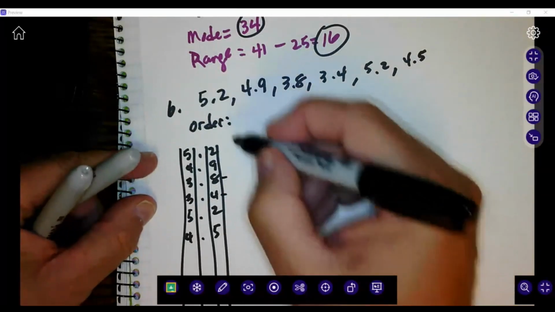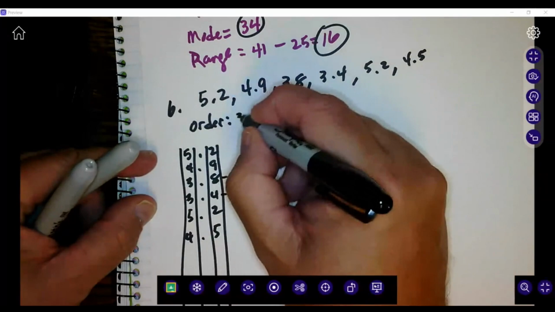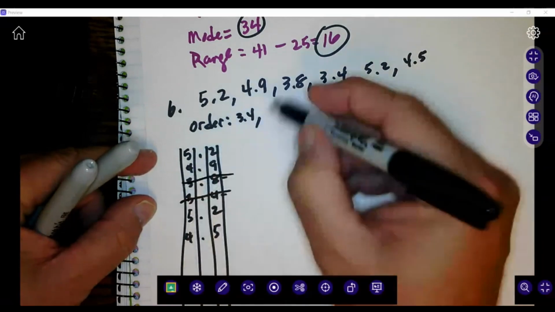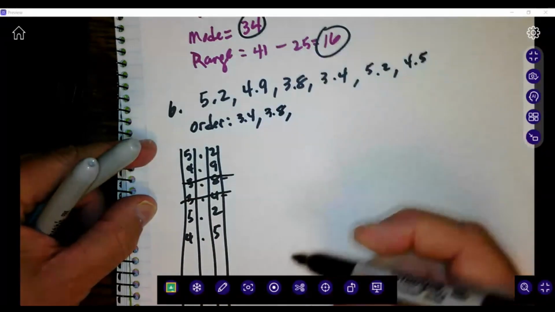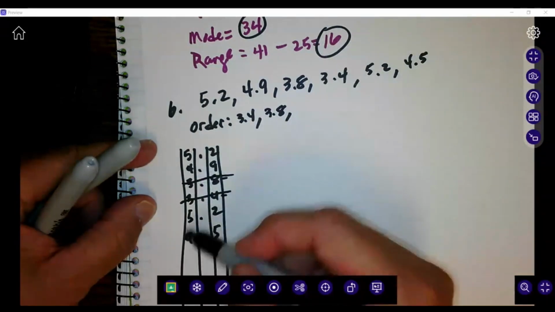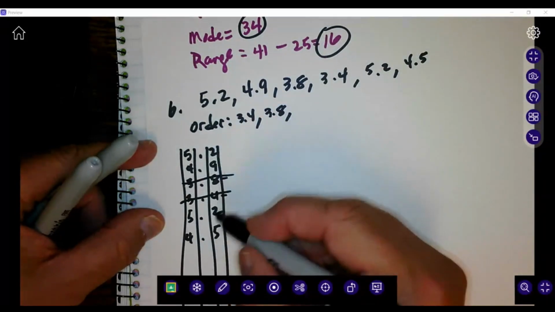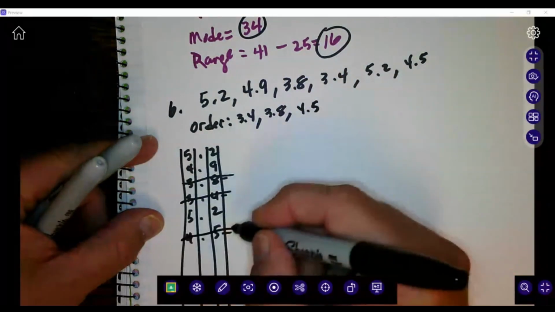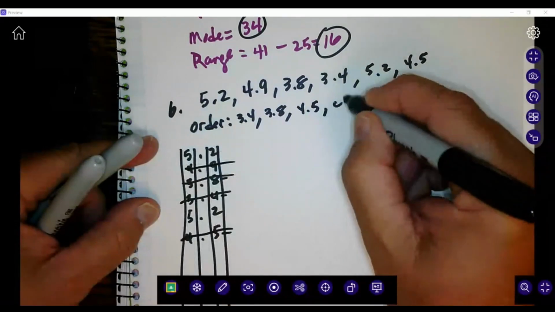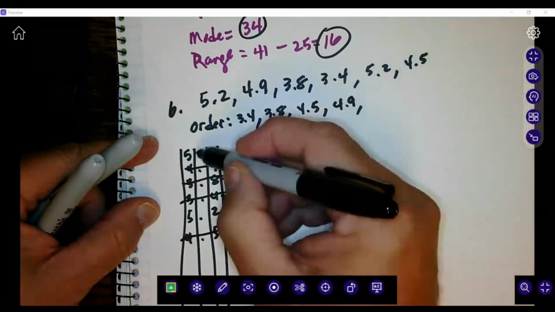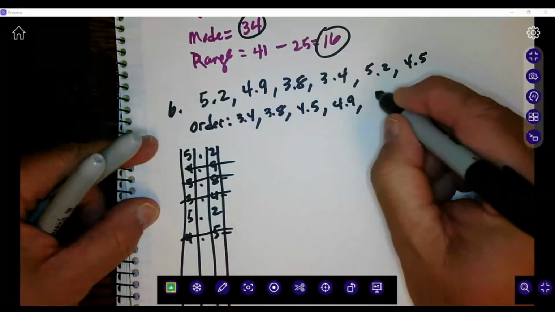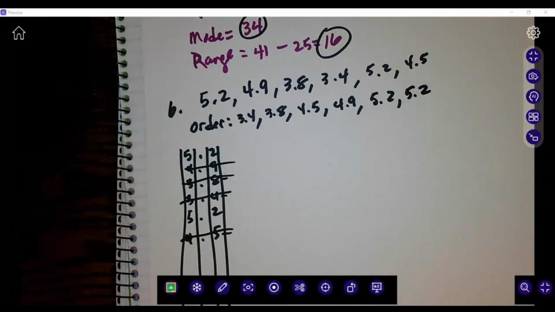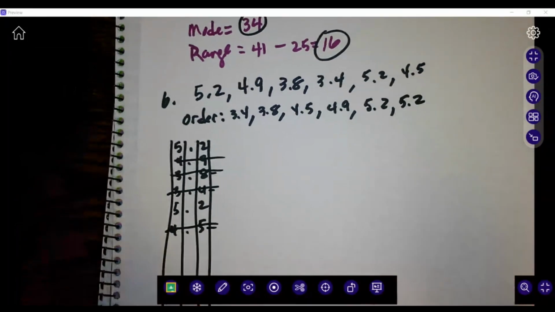So we're going to go from the smallest to the largest. So 3.4 is my smallest number. And then the next number is 3.8. Then I have some 4s. I have 4.9, 4.5. So 4.5 is my next number. Then I have 4.9. Then I have 5.2 and 5.2. So those are the next 2 numbers. So now I have put them in order from the smallest up to the largest.